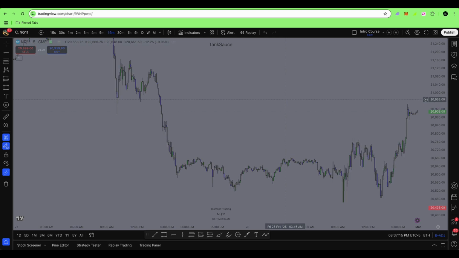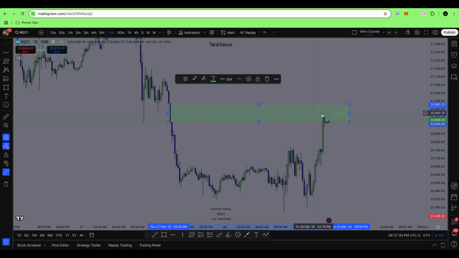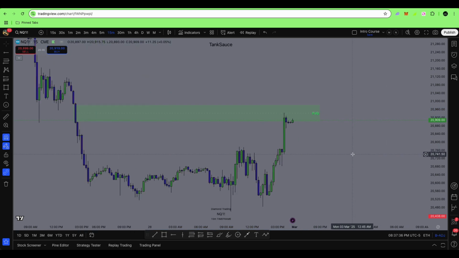I'll go to the 15-minute time frame for ease. One of the zones we use, and other people use, is called an FVG, or a fair value gap. You won't really ever hear us say fair value gap; you'll hear the abbreviation. So what is an FVG?